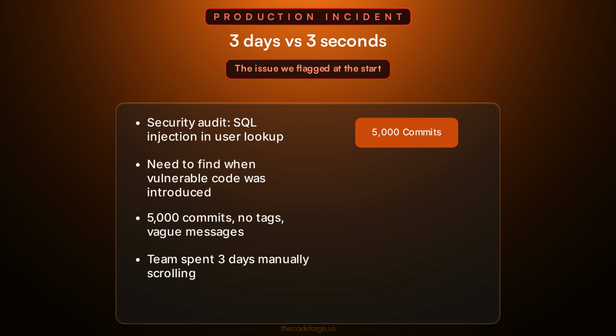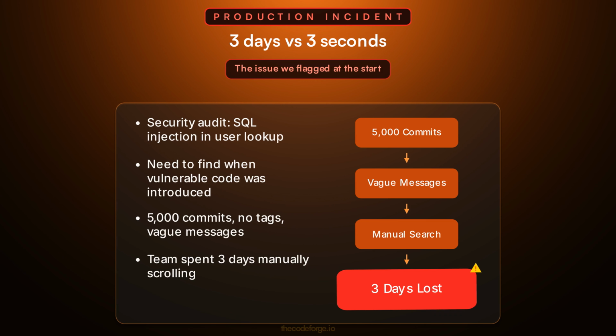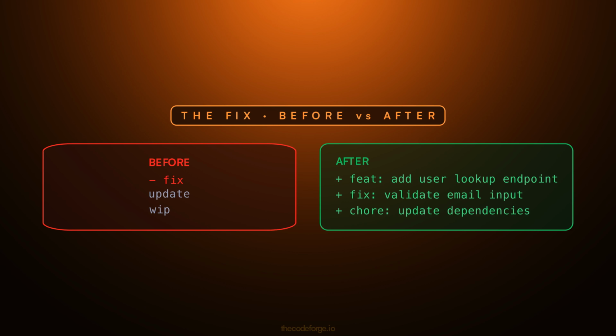This is the same issue we highlighted at the start. Here's exactly why that happened. A security researcher found a SQL injection in the user lookup. The team needed to find when it was introduced. But with 5,000 commits and messages like fix and update, they had no way to search. They spent 3 days scrolling through history manually. The root cause was that commit messages like fix, update, whip made it impossible to search for the vulnerability introduction.